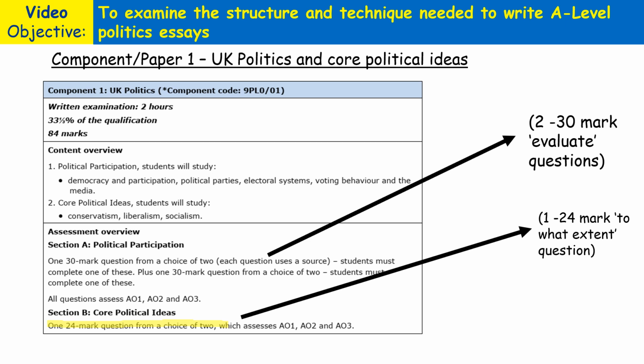Some examples of the to what extent 24-mark ideologies-based questions or core political idea-based questions are: to what extent do Liberals disagree over the role of the state? To what extent are there tensions in key strands of conservatism? So the 3 main core political ideologies that you should have learnt about are liberalism, socialism and conservatism, and you need to answer one of 2 questions that you're asked for that particular type of question.